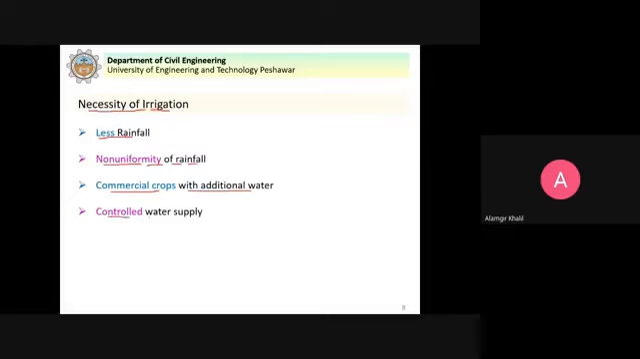In irrigation, we have controlled water supply. For example, we have a dam, so we can supply the water from the dam through the canal to the agricultural land in a controlled manner. When the water is required, we can supply the water. And how much quantity the water is required, we can supply that quantity of water. Because in case of rainfall, we do not have control. It's a natural process. How much rainfall occurs, in what amount, we do not have control over that. But in case of artificial application of water, we can have control over the water supply.